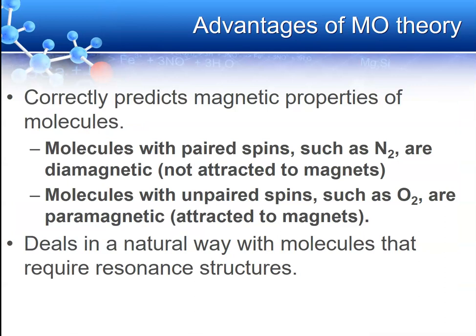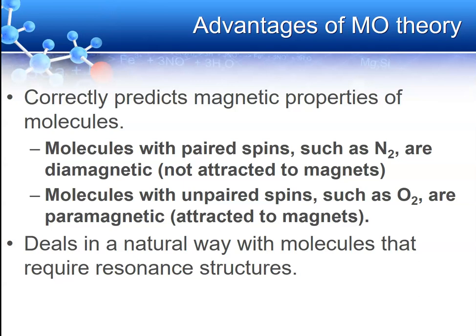So what are the advantages of molecular orbital theory? Why do we introduce this after spending so much time talking about valence bond theory the other day? Well, it does correctly predict magnetic properties of molecules. Molecules with paired spins, such as nitrogen, as you saw in the video, are diamagnetic and they're not attracted to magnets. But molecules with unpaired spins, like oxygen, are paramagnetic and they are attracted to magnets. And molecular orbital theory, unlike valence bond theory, does predict that oxygen has these two electrons with unpaired spins.